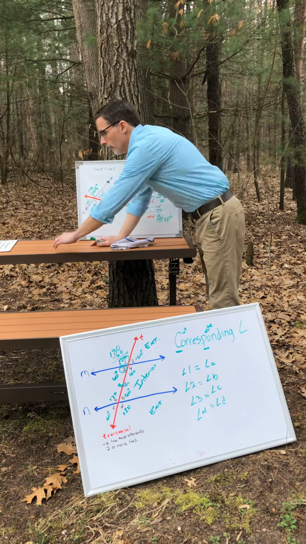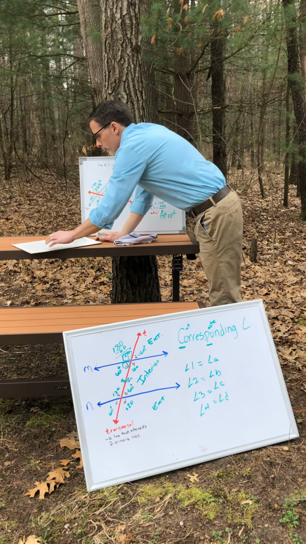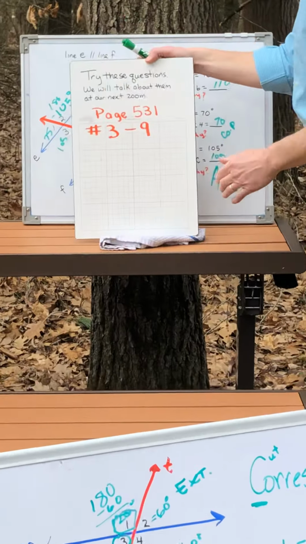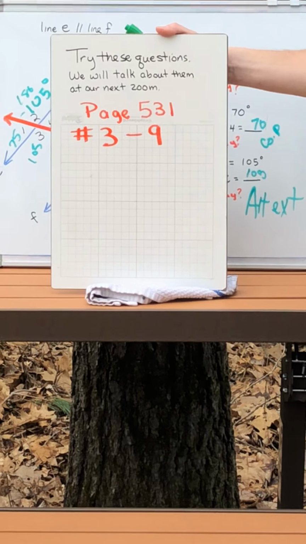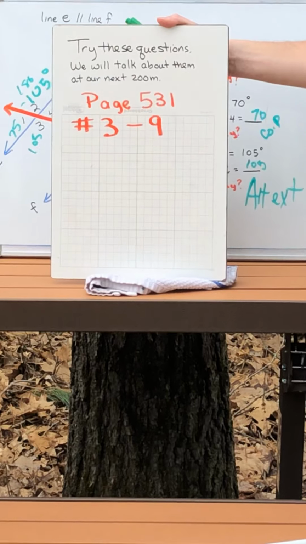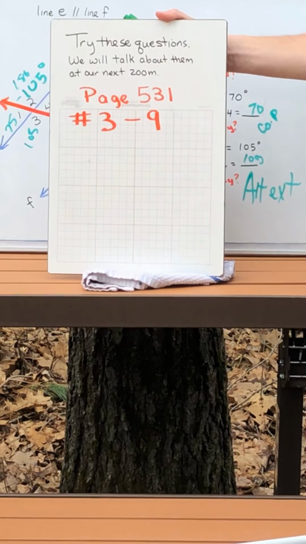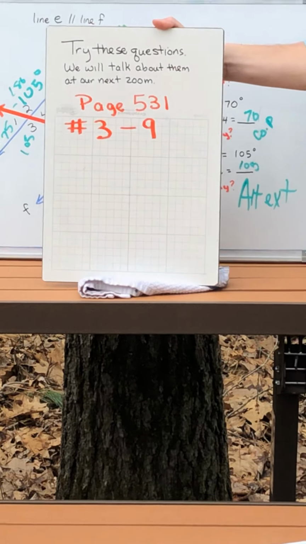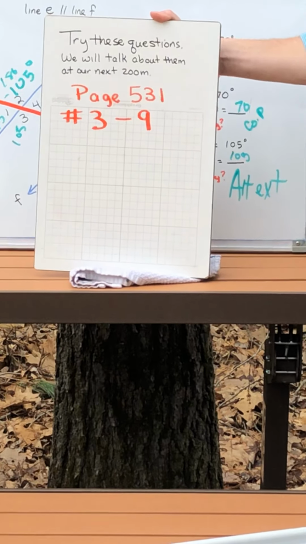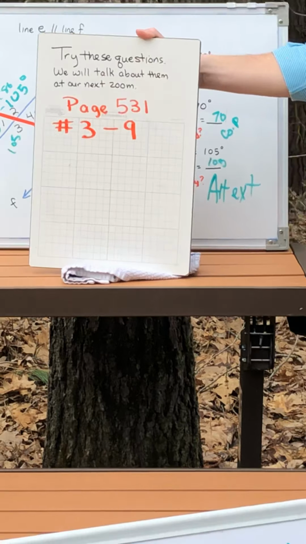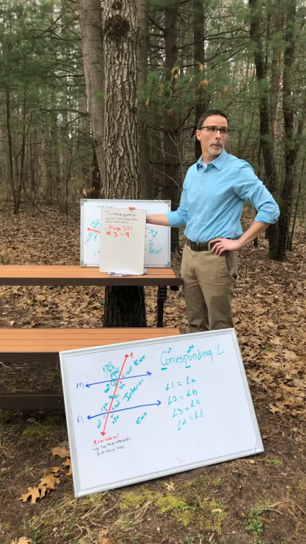What I'd like you to do is, in your book on page 531, just try those questions. Get a feel for these questions on parallel lines and transversals. Tomorrow we'll have a Zoom. It'll probably be Wednesday. We'll talk about these questions. I'll give you some more homework for the rest of the week. And we'll finish this first week of homeschool, and then we'll get on to chapter 13, the big important chapter.